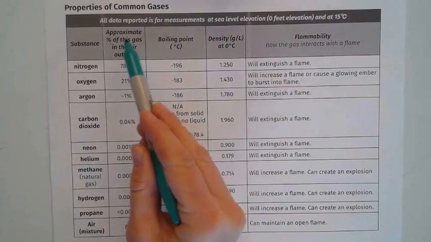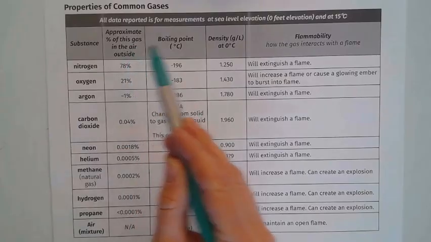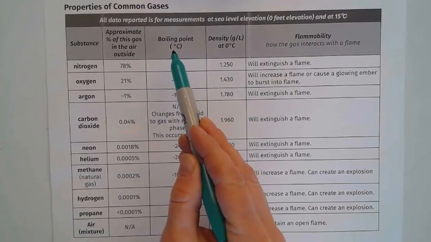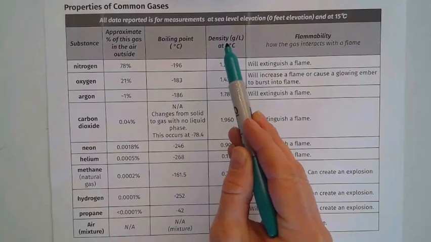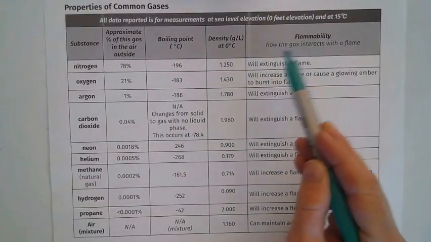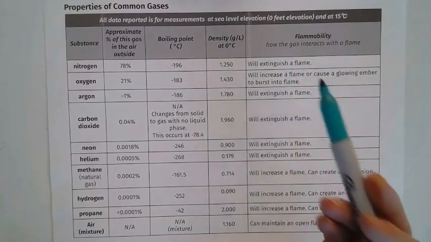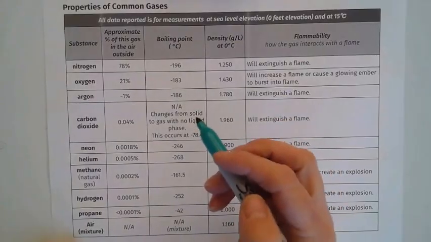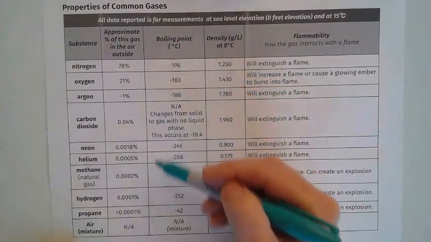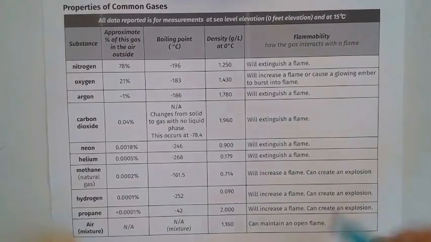My second column is the approximate percent of this gas in the air outside. I see boiling point in degrees Celsius. I see density in grams per liter. And I see flammability, which is how the gas interacts with a flame. So I think I'm going to focus on boiling point. I'm going to look through my boiling point data and see what kind of patterns I notice.